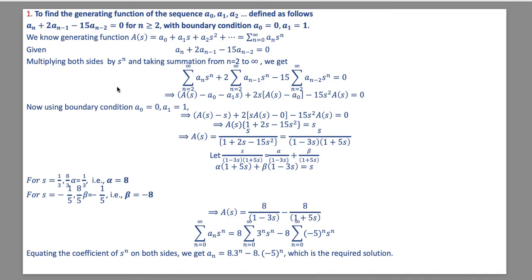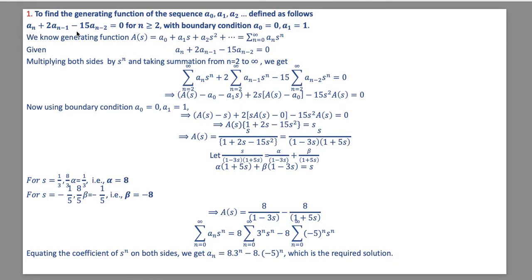Now how to find the generating function of the sequence a0, a1, a2, which is defined by this recurrence relation: a_n plus 2 a_(n minus 1) minus 15 a_(n minus 2) equal to 0, where n is greater than or equal to 2, with boundary conditions a0 equal to 0 and a1 equal to 1. We know that the generating function is A(s) equal to a0 plus a1 s plus a2 s square plus a3 s cube and so on.